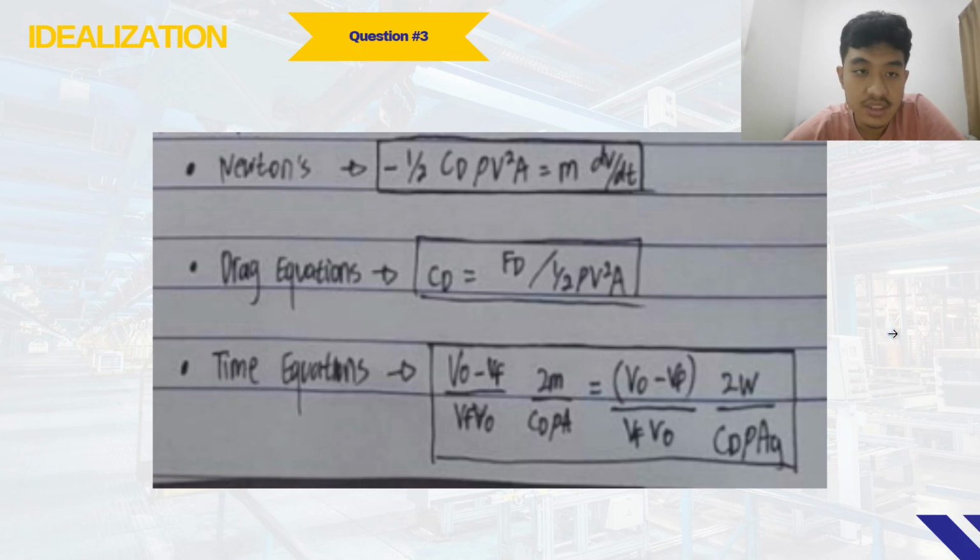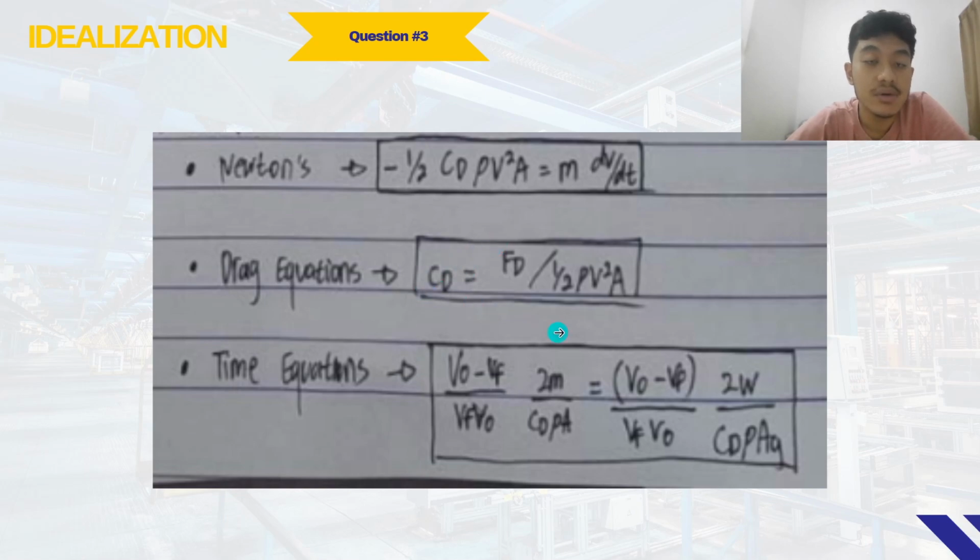Okay, we can go to the idealization. We have only 3 formulas that we will use in this problem. The first one is Newton's second law, and then the drag equation. The drag equation is coefficient of drag CD equal to drag force divided by one half times rho times velocity squared times a reference area. This is quite a new equation compared with the Bernoulli equations in the previous questions, but this question is far different, so it's interesting.